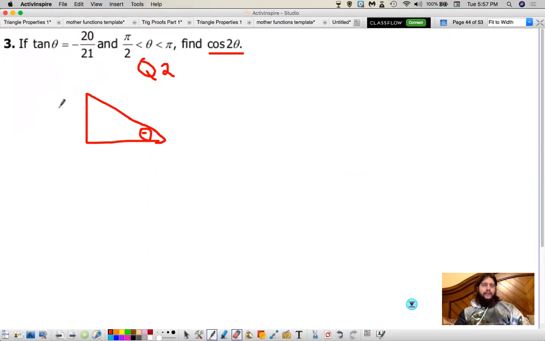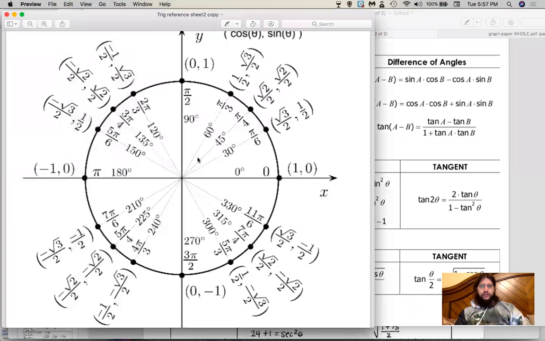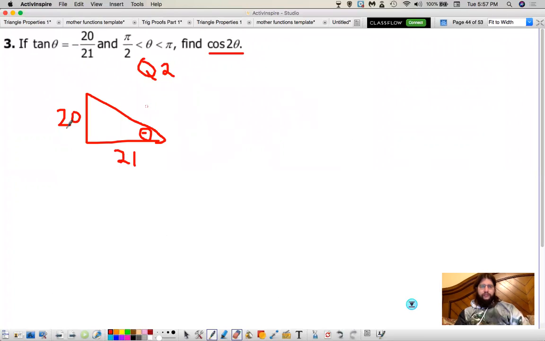So tangent is opposite over adjacent. One of those is negative. See, it's a negative, so either the top or the bottom is negative. We don't know which one, but we do know which one because it's in quadrant 2. Quadrant 2, x is negative. That's negative 21. Now just stick with the 20. Just pay attention to which quadrant you're in so you'll know which of your values is negative.